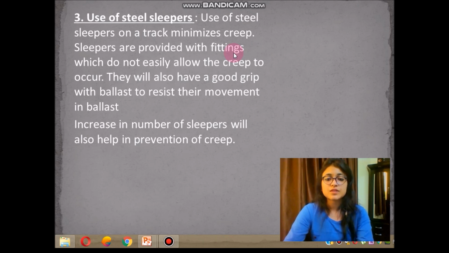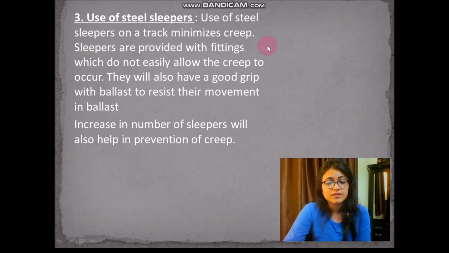The use of steel sleepers on track minimizes creep. Sleepers are provided with fittings which do not easily allow the creep to occur. They will also have a good grip with ballast to resist their movement in ballast. An increase in the number of sleepers will also help in prevention of creep. So steel sleepers will not allow the rails to move, and they have a good grip on the ballast. That also prevents the movement. The more we increase the number of sleepers, the more it will help in the prevention of creep. That's all.